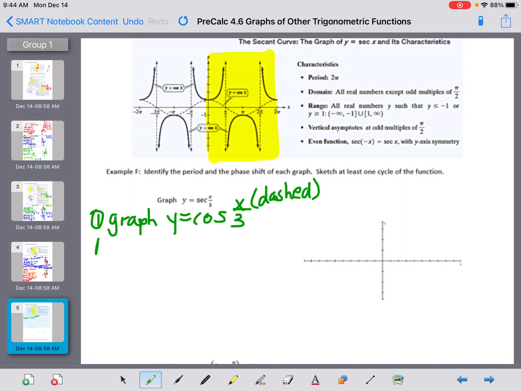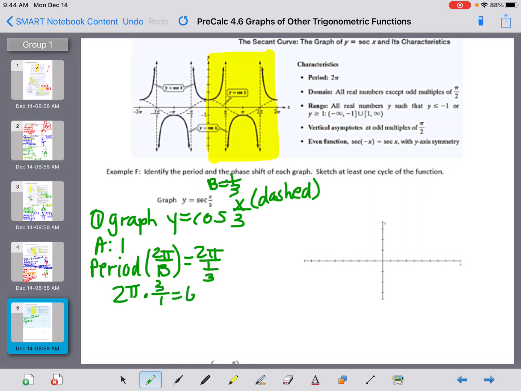So on this one, I have an amplitude of 1 because my a is 1. For my period, it's going to be 2π divided by b, because anything with cosine is 2π. So 2π divided by 1/3. If you look up here, my b is 1/3. That's the same thing as 2π times the reciprocal, which is 3 over 1, which is 6π. So 4 lines out is 6π. Halfway between that is 3π.